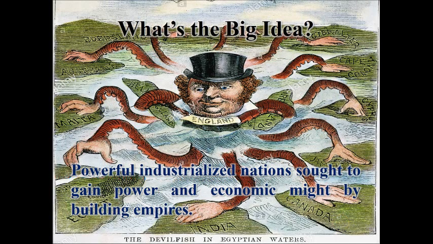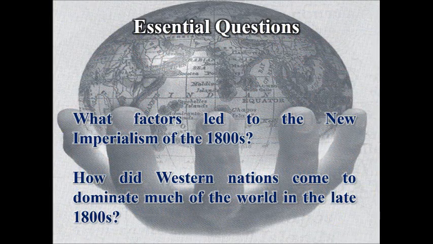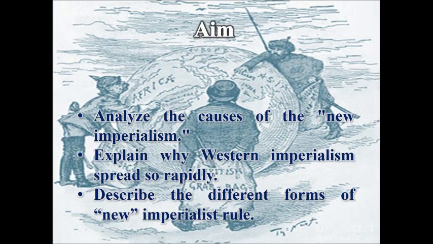This is the first lesson in our Imperialism unit, and the big idea for this lesson is that powerful industrialized nations sought to gain power and economic might by building empires. The essential questions: what factors led to the new imperialism of the 1800s, and how did Western nations come to dominate much of the world in the late 1800s?